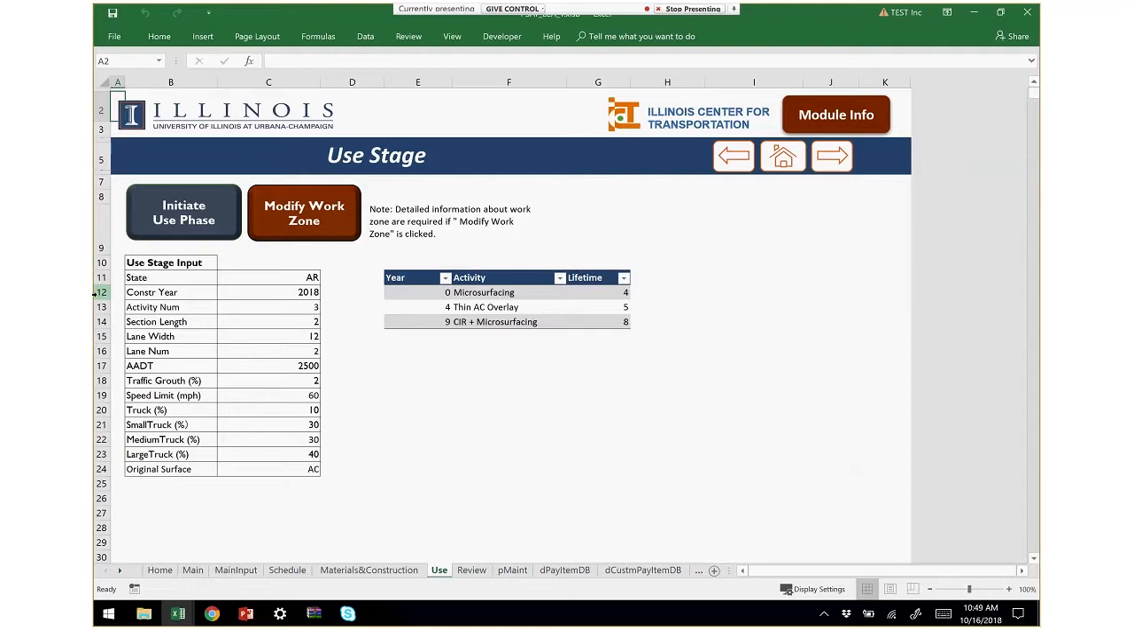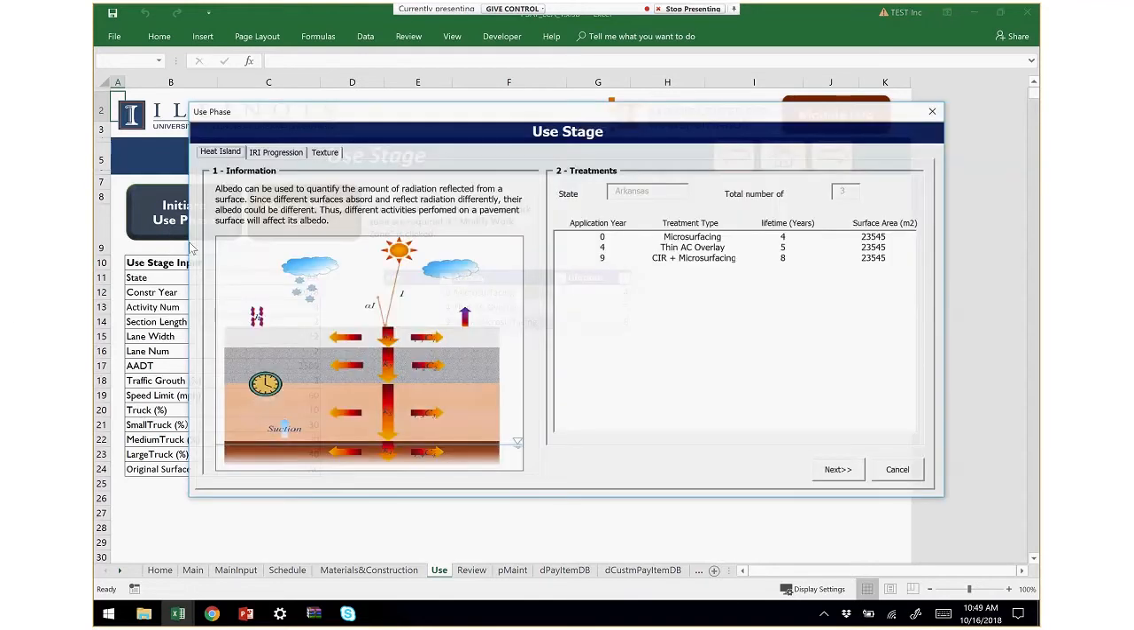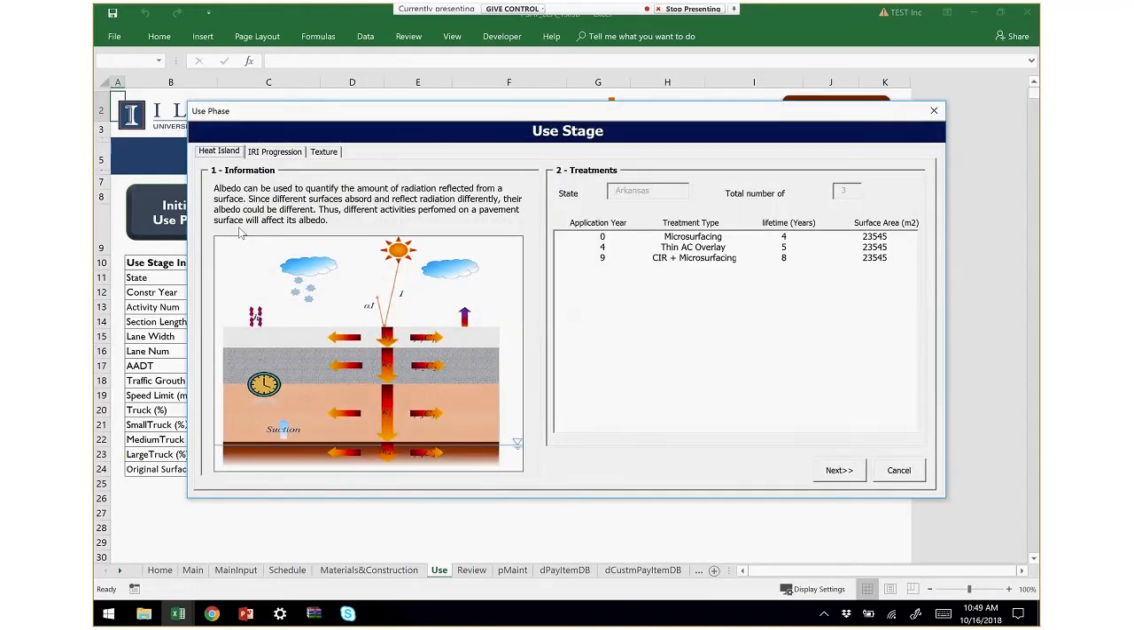And the next stage is the use stage. After we are done with the treatment scheduling and the materials and construction and the pay items, we initiate the use stage. And the use stage consists of three parts: heat island, IRI progression, and texture. Heat island is something that really was done by our group in here, Professor Rissler and his students. In this case, we are looking at the energy balance depending on the surface cover. You may have heard about this albedo changes with concrete and asphalt pavement. So we are basically quantifying the impact of that in this tool.